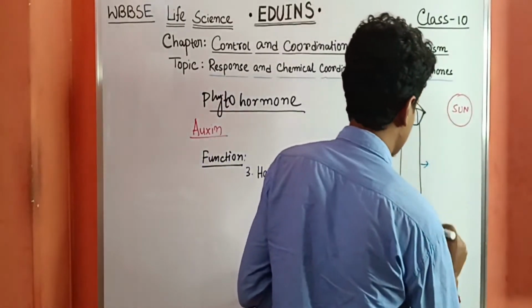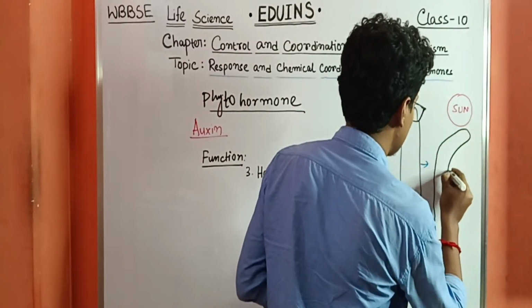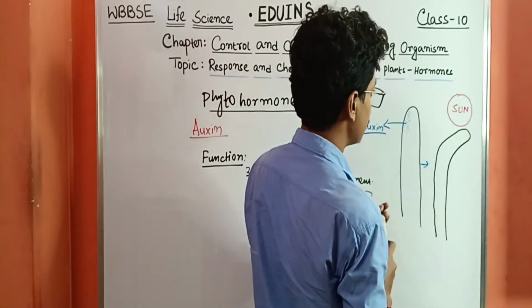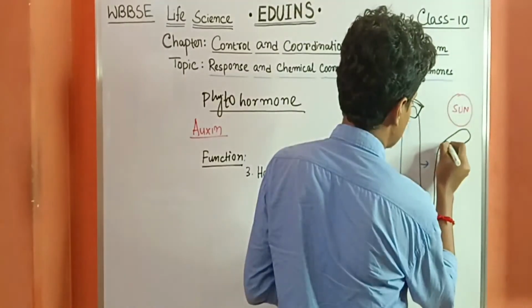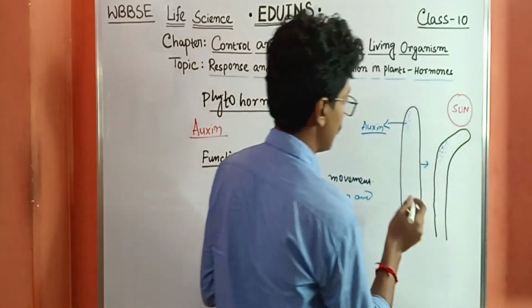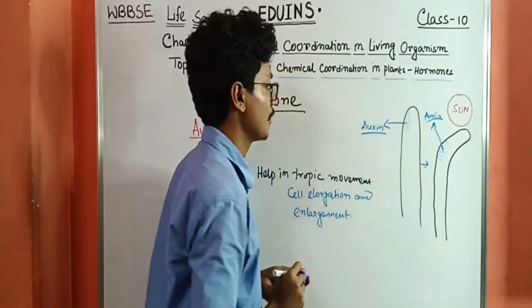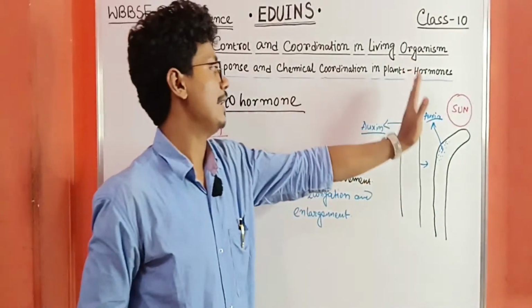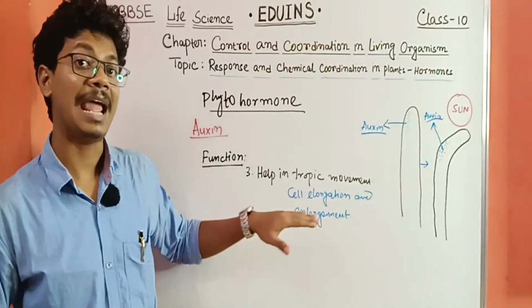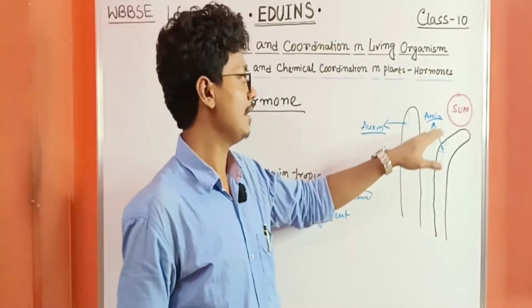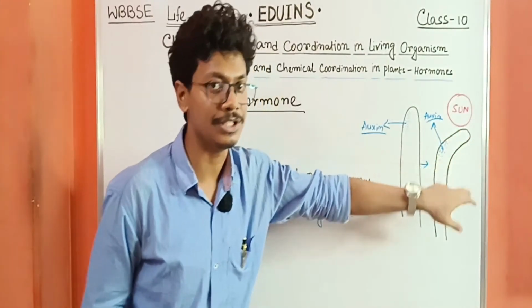The plant will bend from this side to the light. Here auxin molecules are present on this side. These are the auxin. The auxin will accumulate on the opposite side of the light, which promotes cell elongation and cell enlargement, which results in bending of the stem or shoot region.